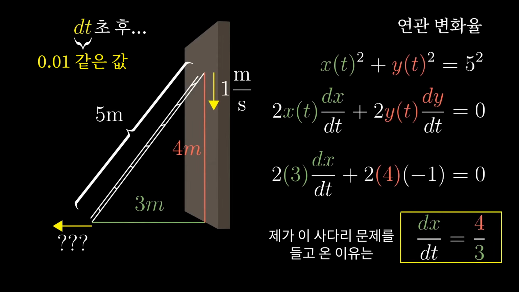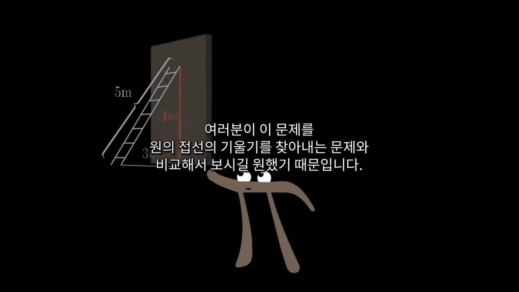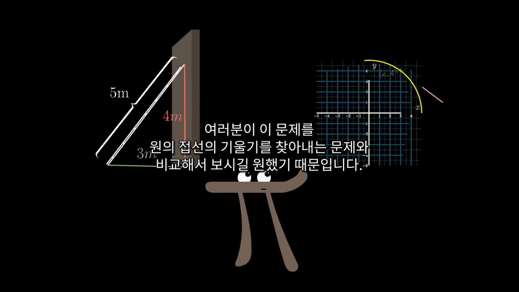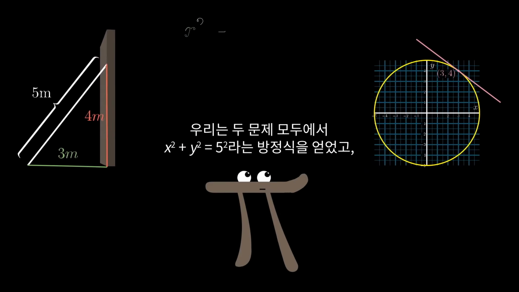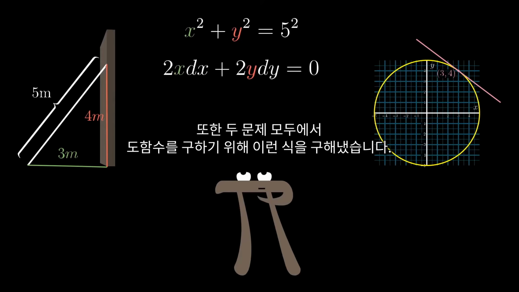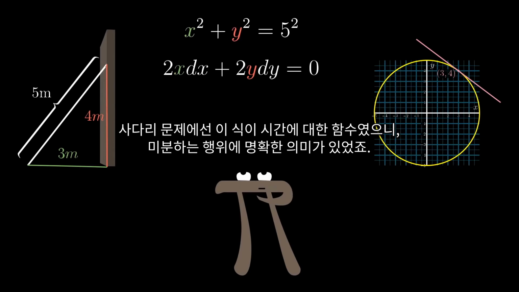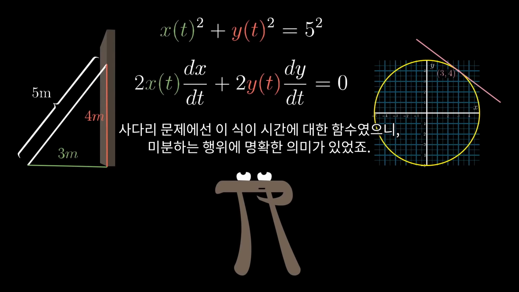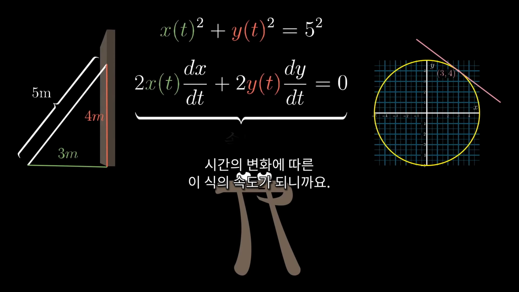The reason I bring up this latter problem is that I want you to compare it to the problem of finding the slope of a tangent line to the circle. In both cases, we had the equation x squared plus y squared equals 5 squared. And in both cases, we ended up taking the derivative of each side of this expression. But for the latter question, these expressions were functions of time, so taking the derivative has a clear meaning. It's the rate at which the expression changes as time changes.